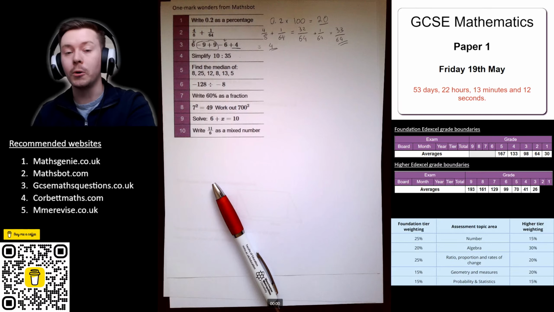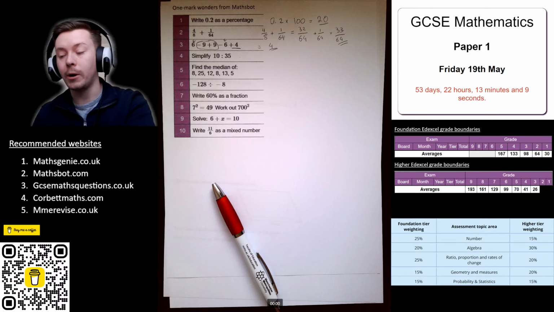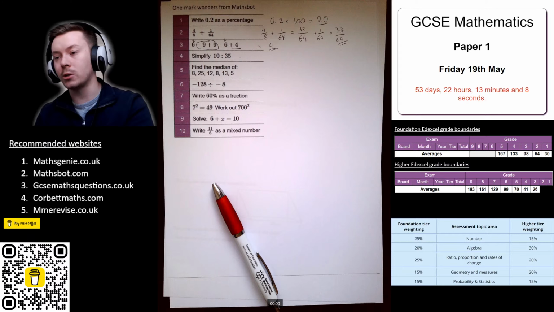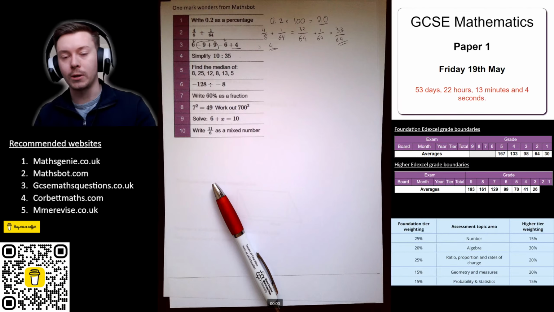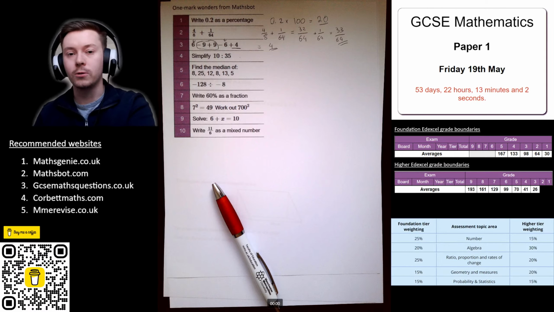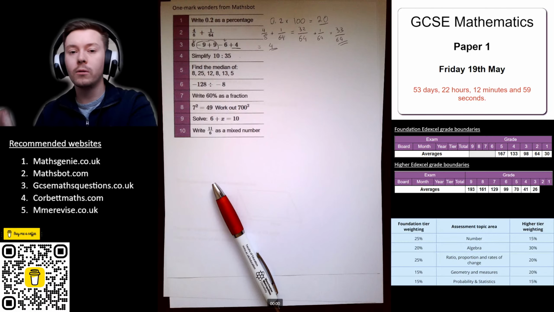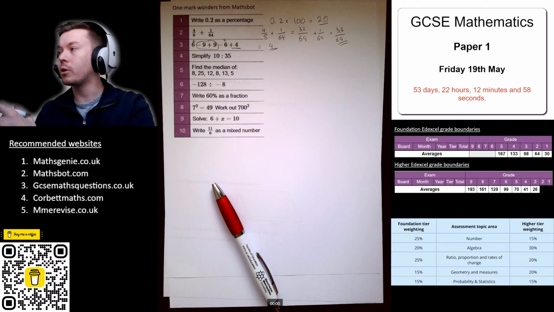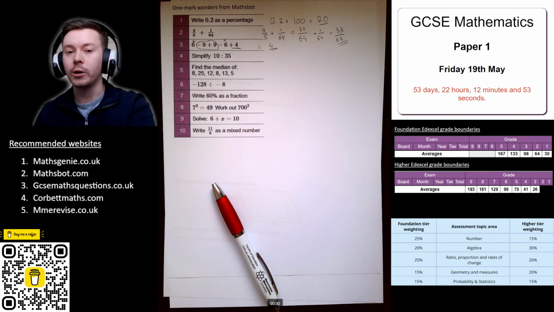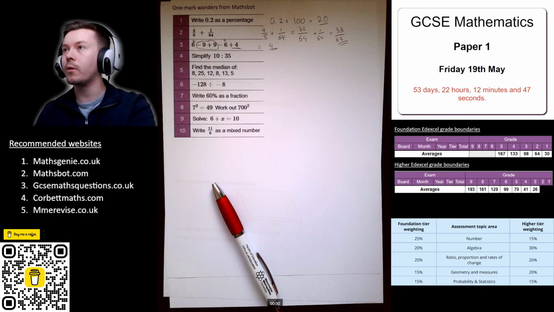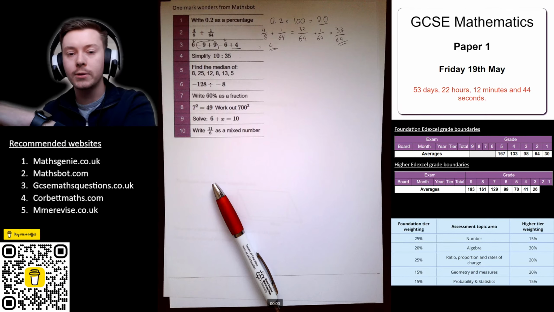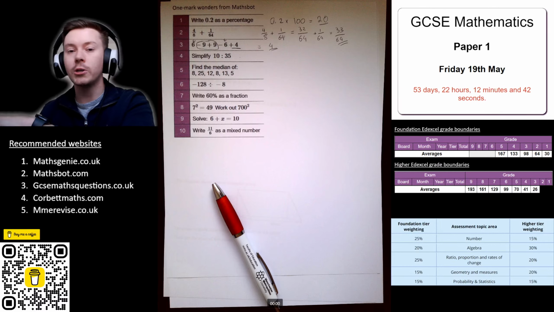Algebra is the most common topic on the higher paper. Obviously, it's not just one question on that topic, because they mix the topics within questions. So you need to be as comfortable and confident as you possibly can on the higher paper with algebra, and likewise on the foundation paper with number and ratio and proportion.